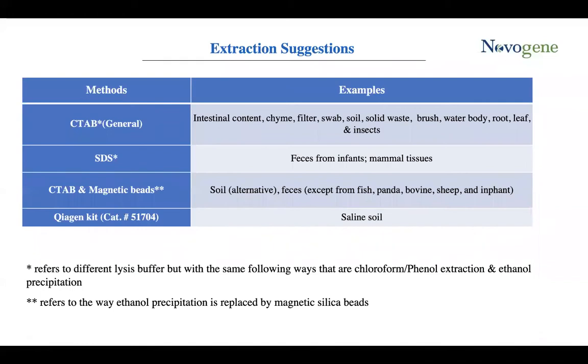For those of you who would like to send us genomic DNA, which means you would do extraction on your own, we also have several kit or method recommendations. The first ones are the classic surfactant and ethanol precipitation approaches like CTAB and SDS. And also we could replace ethanol precipitation with magnetic silica beads. And the last one, this kit, the catalog number we have here, 51704 from Qiagen, is also a great option for doing extraction of DNA from those types of samples.